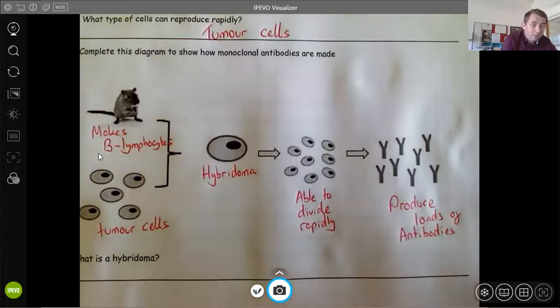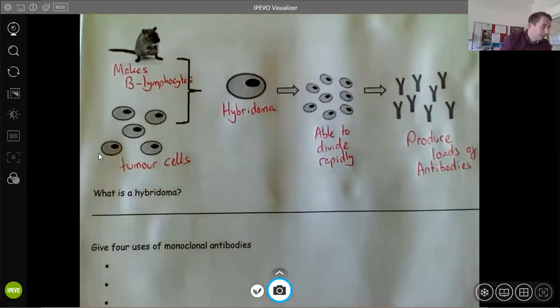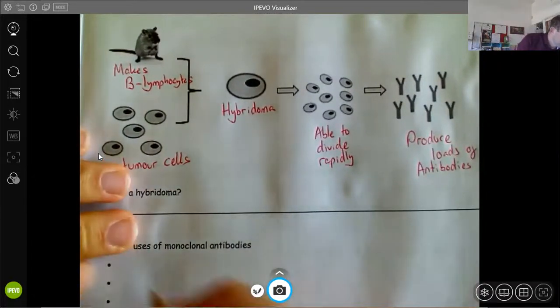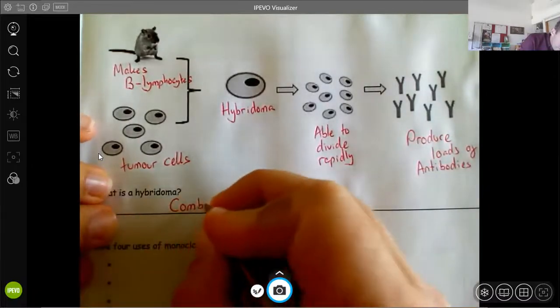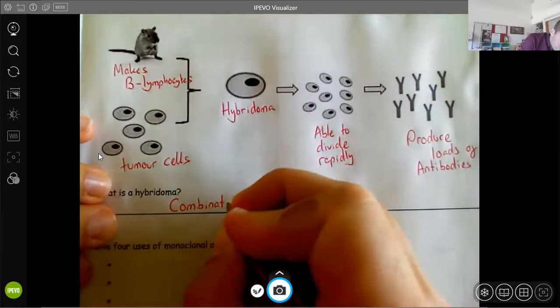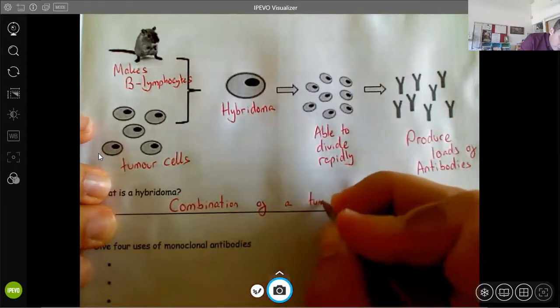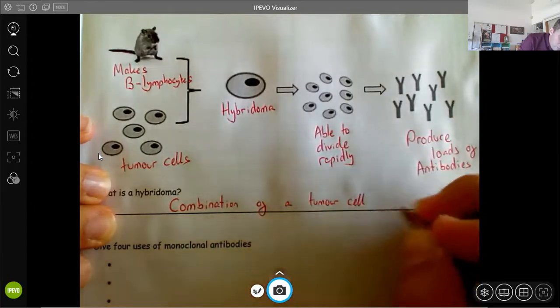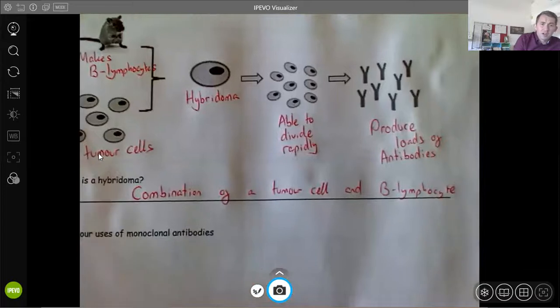Now, again, next question, what is a hybridoma? If we define that, it is the combination of a tumour cell and a B lymphocyte. So you're probably asking me, so what are we learning this for?